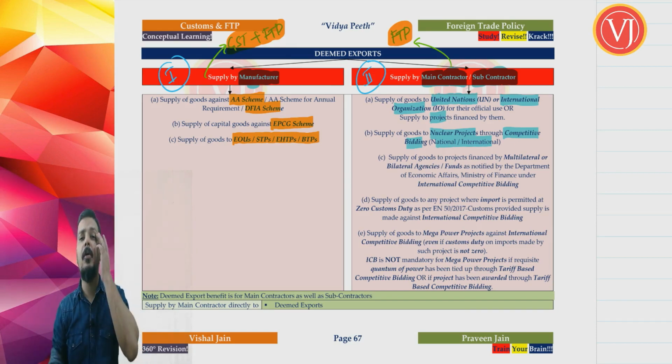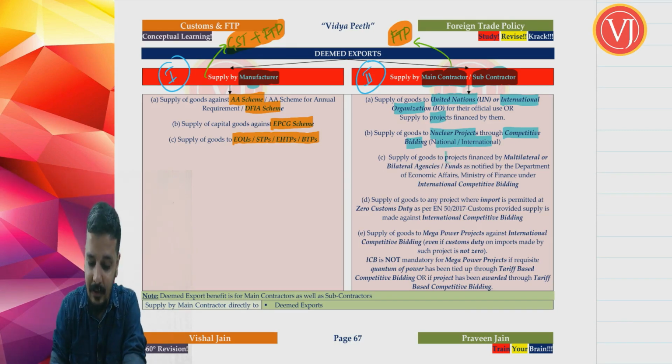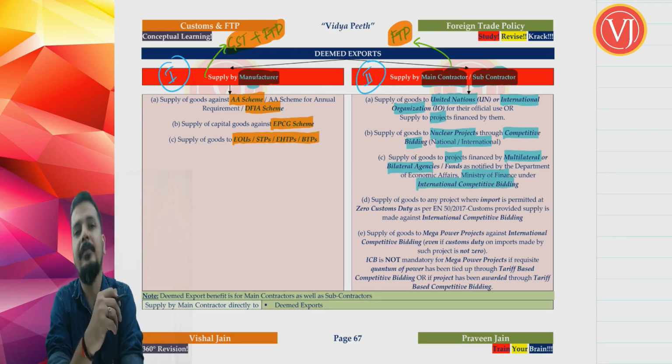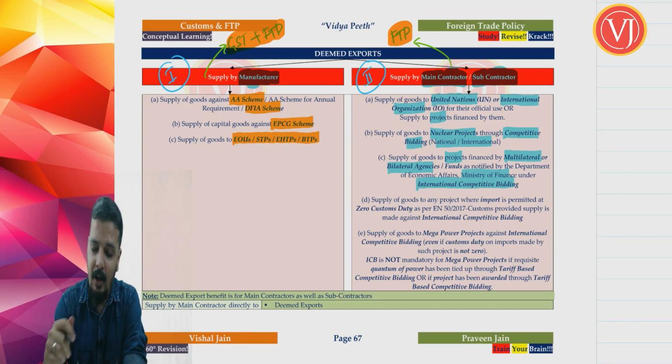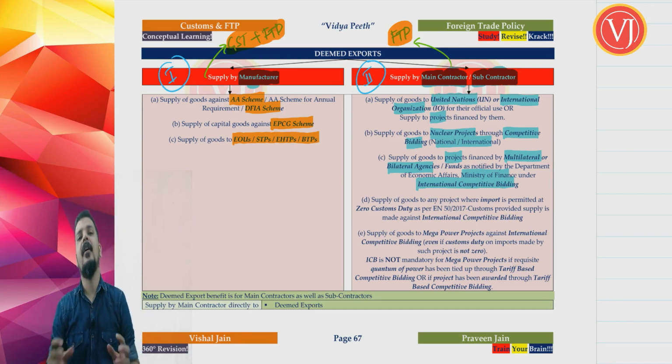Next, friends, we are talking about supply of goods to a project which is financed by multilateral or bilateral agencies or funds notified by your Department of Economic Affairs, Ministry of Finance, through international competitive bidding. So, you are supplying goods to a project which is financed by either multilateral or bilateral agencies or funds, which is notified by the Department of Economic Affairs, Ministry of Finance, and this project is allocated through international competitive bidding.